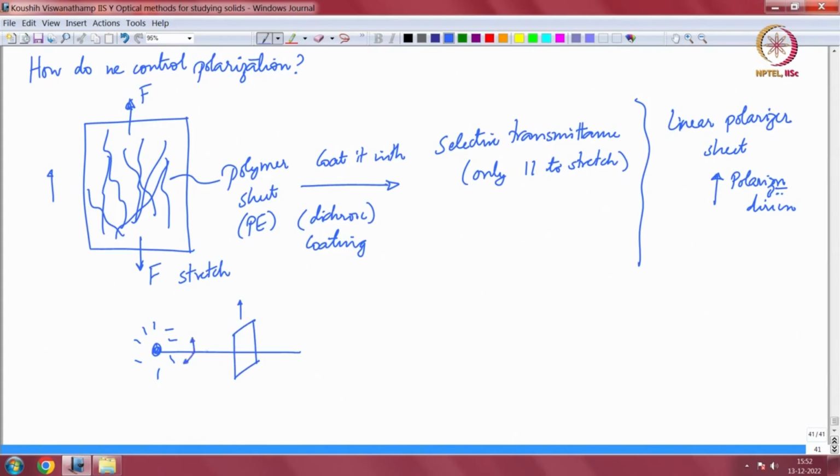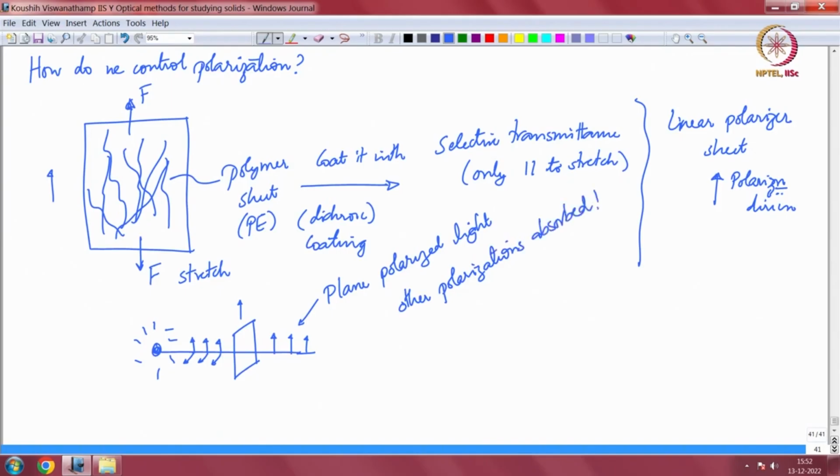Initially you are going to have Ex and Ey in various ratios, right, and the electric field follows an ellipse. The moment it passes through a polarizer sheet like this, it is only going to have this polarization; the other polarization will get absorbed, okay. So this light with this single polarization is called plane polarized light, and the other polarizations are absorbed. Okay, so this is how you generate plane polarized light.